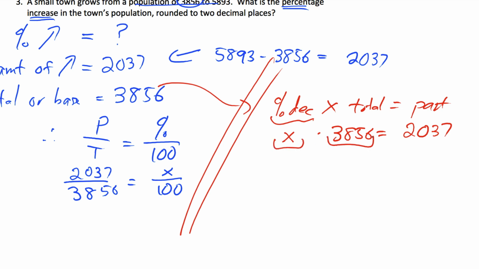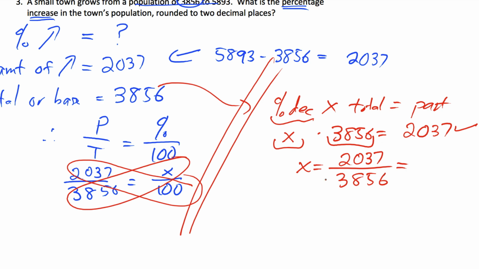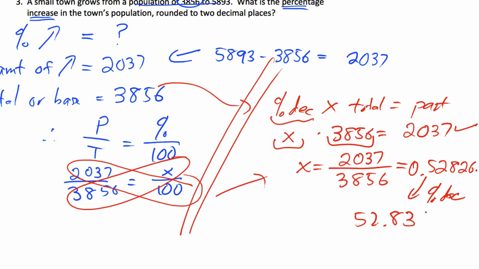And since we've got x multiplied by something to get this, that means that x would be calculated by taking 2,037 divided by 3,856. If we type this into the calculator, or if we do cross multiplication, we're going to get the same answer. Let's finish the problem off this way this time. If we do 2,037 divided by 3,856, we're going to get 0.52826..., which is our percentage as a decimal, remember. Therefore, the percentage increase is 52.83, because it asks for 2 decimals, percent increase in population.